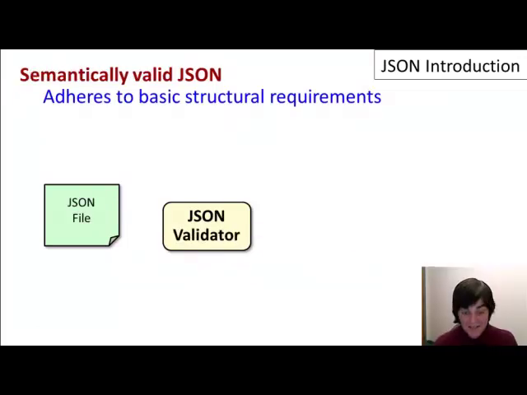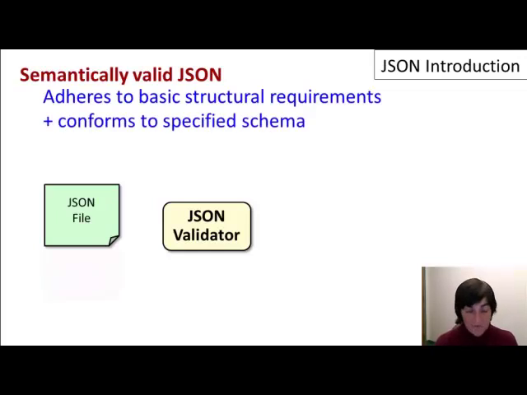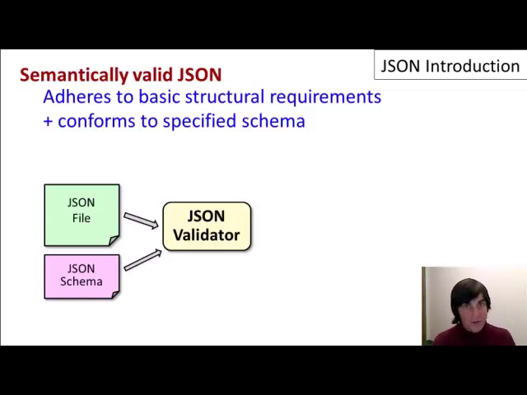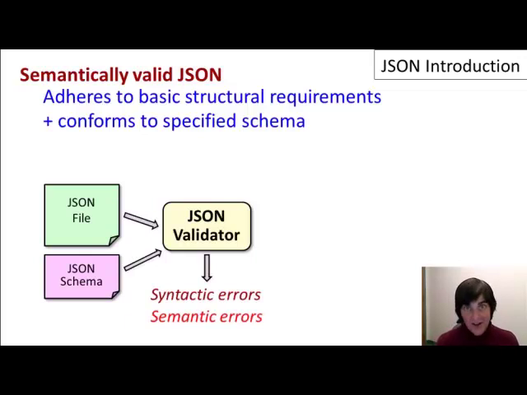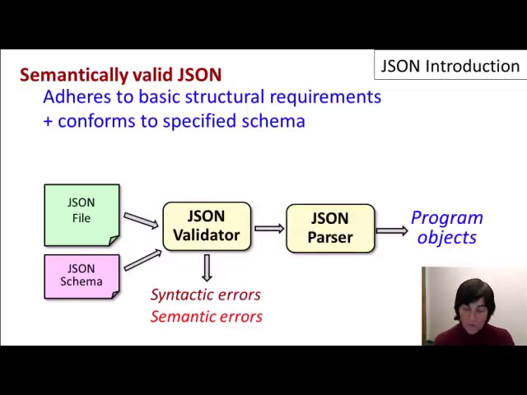Now, if we're interested in semantically valid JSON, that is JSON that conforms to some constraints or a schema, then in addition to checking the basic structural requirements, we check whether JSON conforms to the specified schema. If we use a language like JSON schema, for example, we put a specification in as a separate file, and in fact, JSON schema is expressed in JSON itself, as we'll see in our demo. We send it to a validator, and that validator may find that there are syntactic errors, or it may find that there are some semantic errors. So the data could be correct syntactically, but not conform to the schema. If it's both syntactically and semantically correct, then it can move on to a parser where it will be parsed again into objects in a programming language.